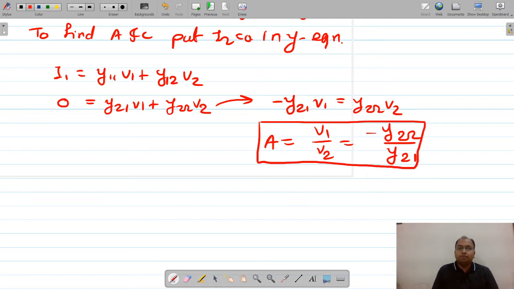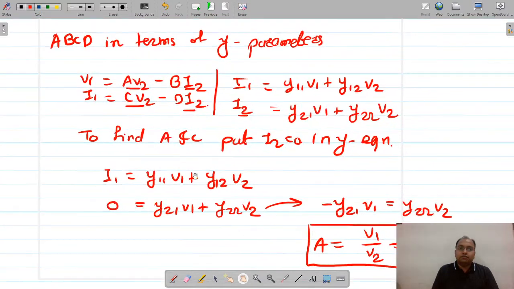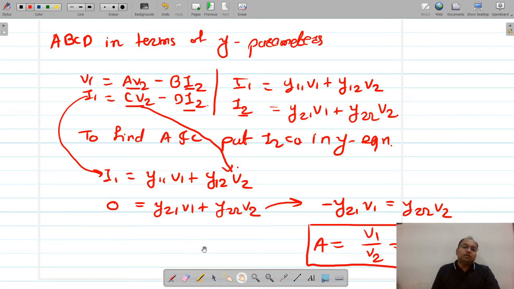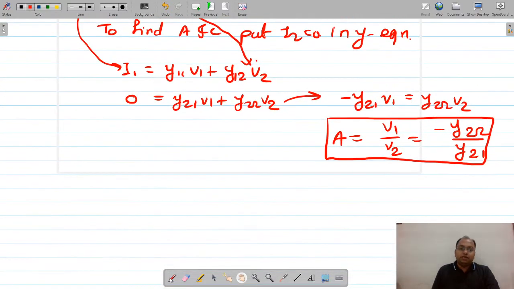Hope you understood it properly. So right now we have got A. Now let us find C. C is nothing but the ratio of I1 to V2. So for that purpose we need to convert this into matrix form, and then we need to find V2, because we need a relation of I1 and V2. We can do it by using Cramer's rule so that we can get the ratio. Okay, so let us convert it into matrix form.